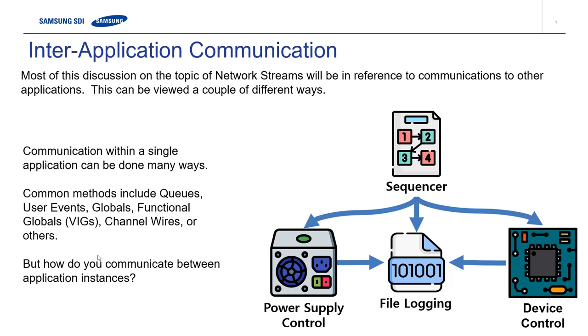And the most common ways are the ones that NI promotes, things like queues, user events, globals, functional global variables, channel wires. There's a whole bunch of different ways to have essentially data go to and from loops that are running. And this is pretty common. This is normal, basic LabVIEW stuff.